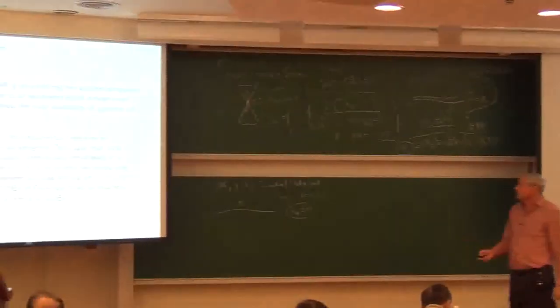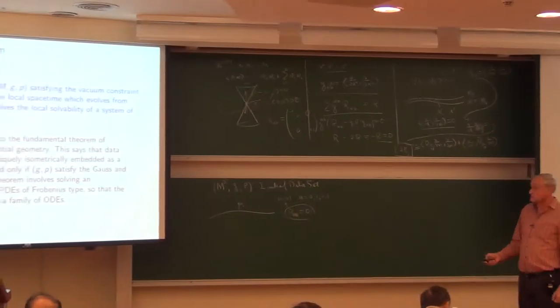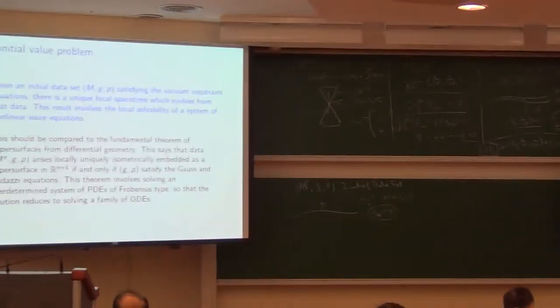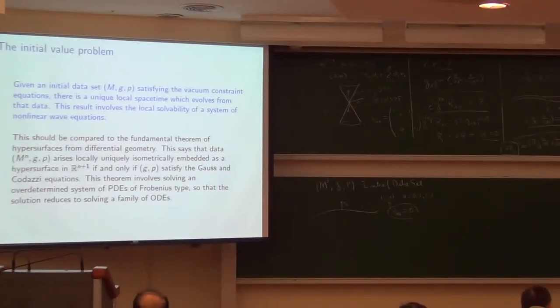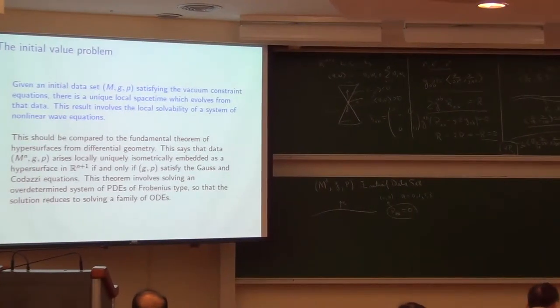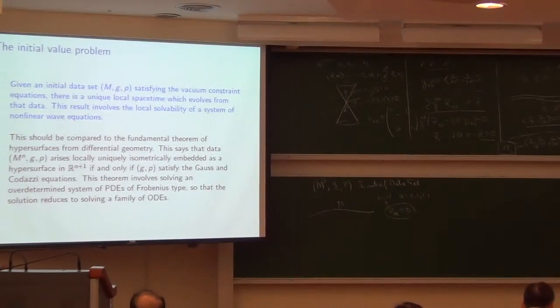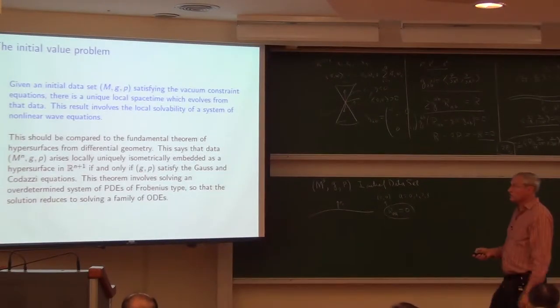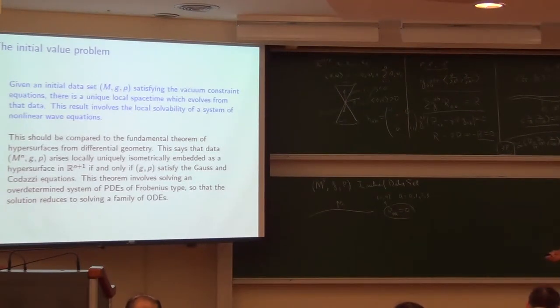Okay, and so the parallel to surfaces in Rn says that if you want to isometrically embed with a given metric and a given second fundamental form, you can do that locally uniquely if and only if the Gauss-Codazzi equations hold. That is the full set of Gauss-Codazzi equations. That's a bigger set than the ones we looked at.